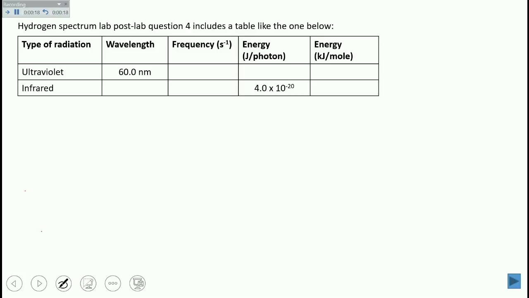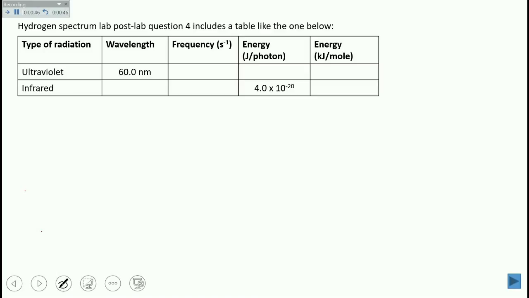In this video, we're going to look at calculations involving electromagnetic radiation. And the problem we'll work on is analogous to post-lab question number 4 in the hydrogen spectrum lab. In that question, you're given a table with multiple types of radiation, and for each line in the table, you're given one piece of information, and you'll need to calculate the information that goes in all the other columns.